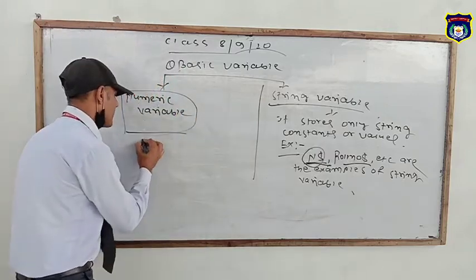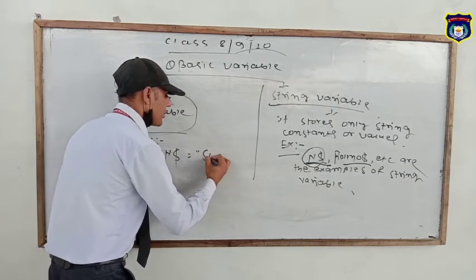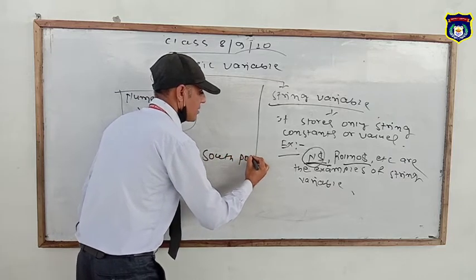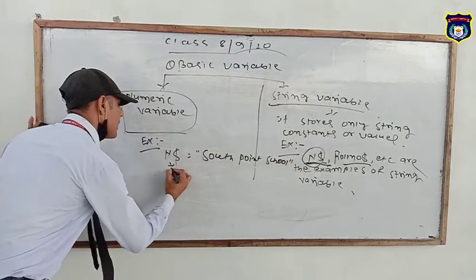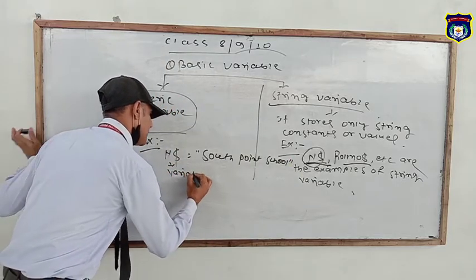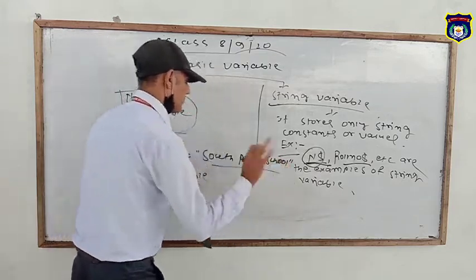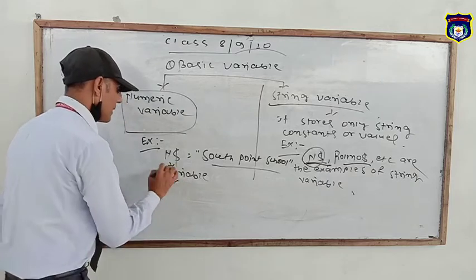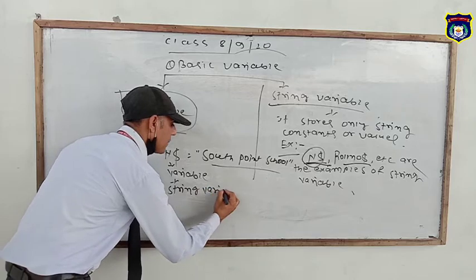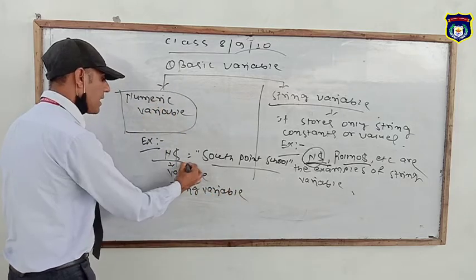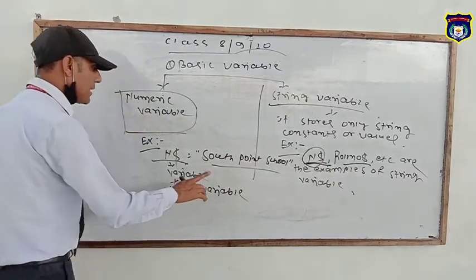We can take some example: a$ equal to South Point School. Here the entire thing is what? Variables. And we'll discuss South Point School later. What is a$? A string variable, because a string variable is always terminated by the dollar sign and stores the string constant.